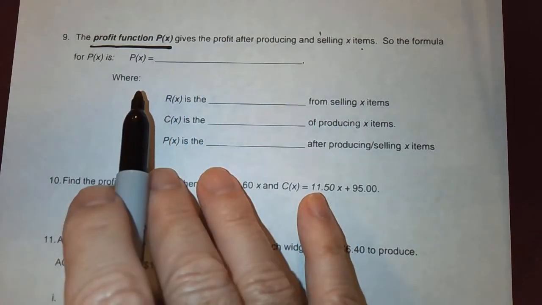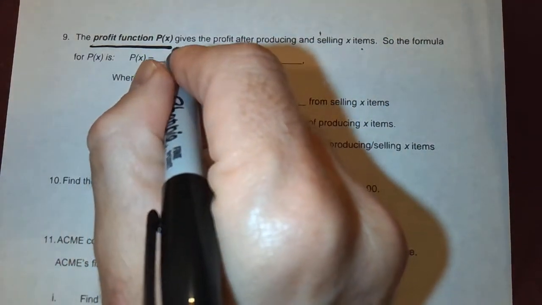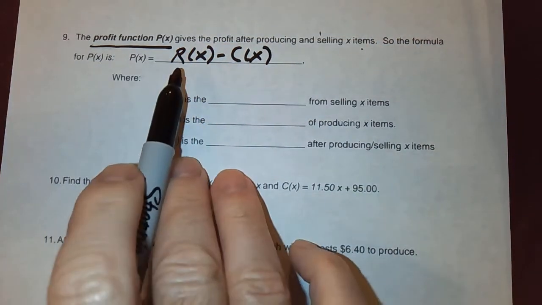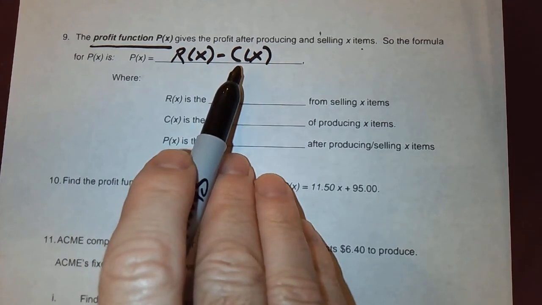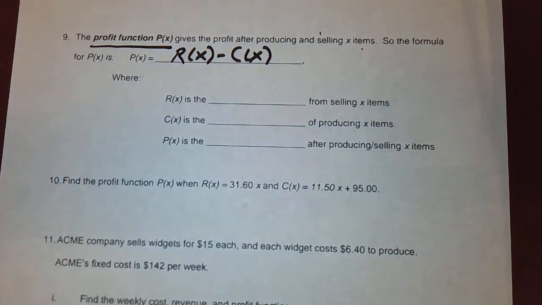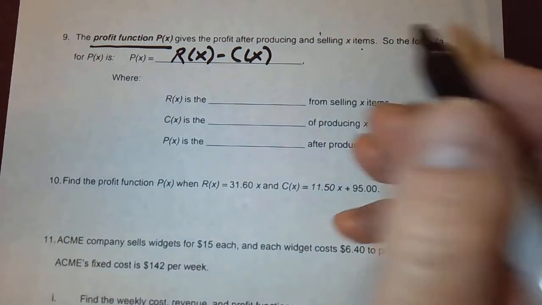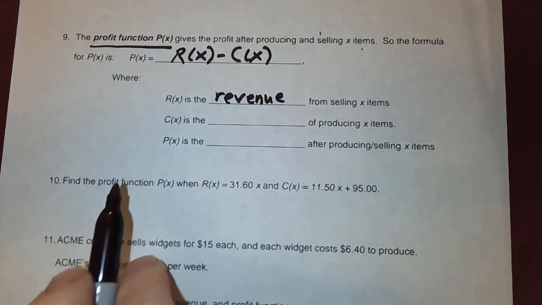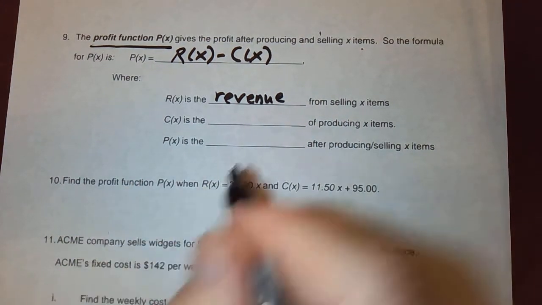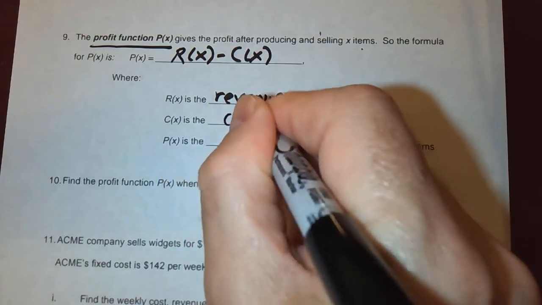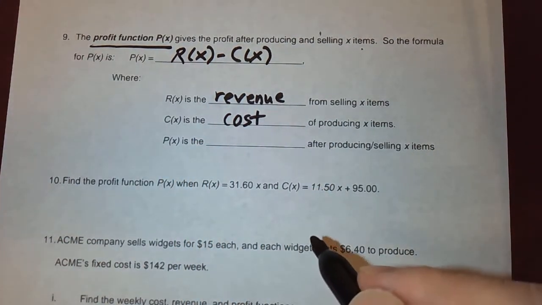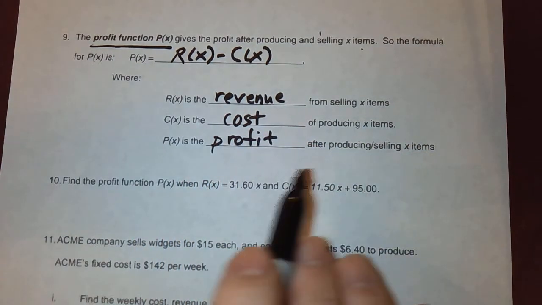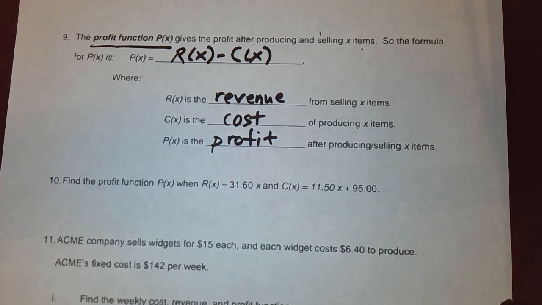So the formula for the profit is simply the revenue minus the cost. So you subtract. You take the revenue function and subtract the cost function, and that gives you the profit function, where R of X is the revenue that comes in from selling X items. X is the number of items. C of X is the cost of producing X items, and P of X is the profit after producing and selling X number of items.